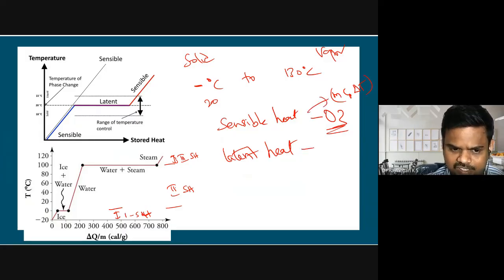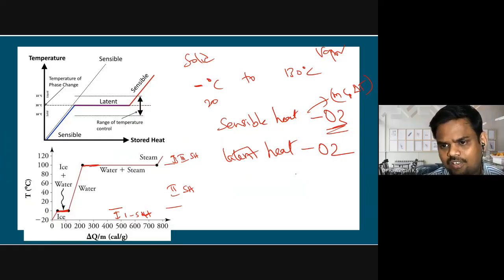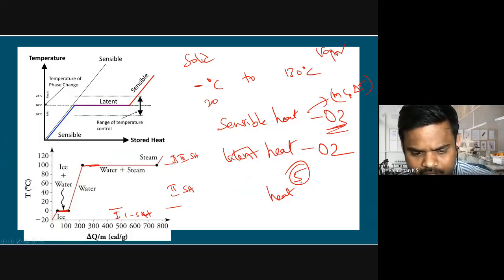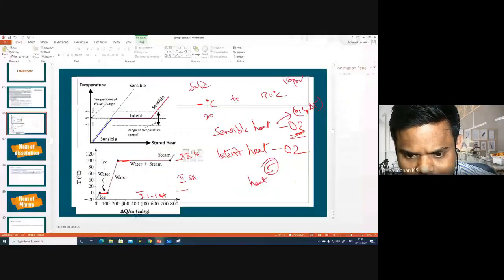And how many latent heats are there? Here the flat profile is one, and here there is another one. So there will be two latent heats. One is latent heat of fusion, another one is latent heat of vaporization. So totally we will have five enthalpy terms, out of which three are sensible heats and two are latent heats. So we will do a numerical on this part.